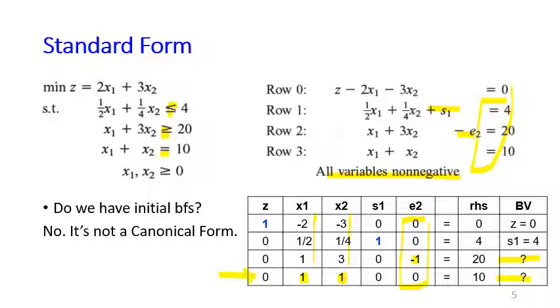So now it should be clear why when we have all constraints in the form of less than or equal to, we have an initial BFS readily available for us. But whenever we have other types of constraints, whenever we simply convert them into standard form, we do not have an initial BFS ready for us.